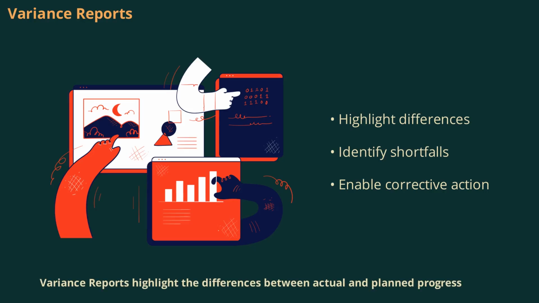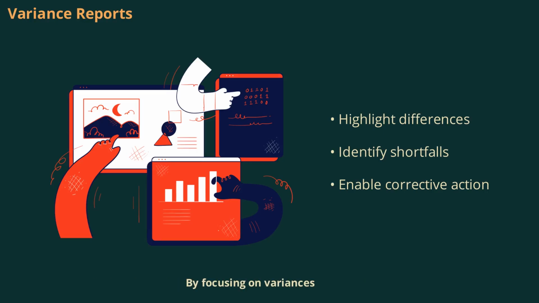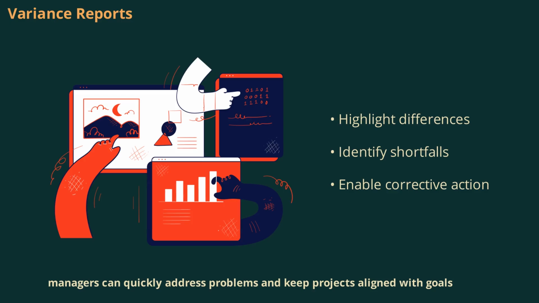Variance reports highlight the differences between actual and planned progress. These reports are essential for identifying where performance is falling short of expectation and for taking corrective action. By focusing on variances, managers can quickly address problems and keep projects aligned with goals.